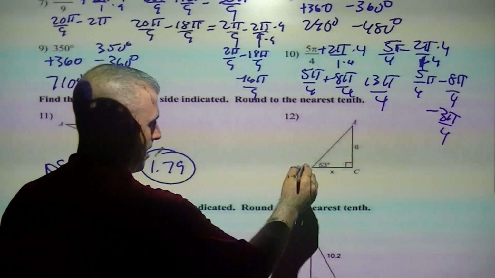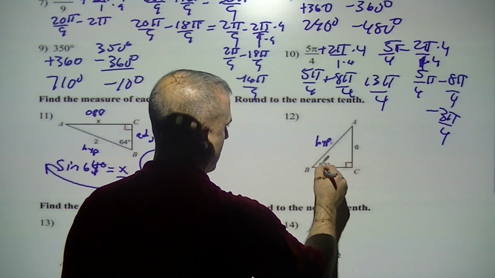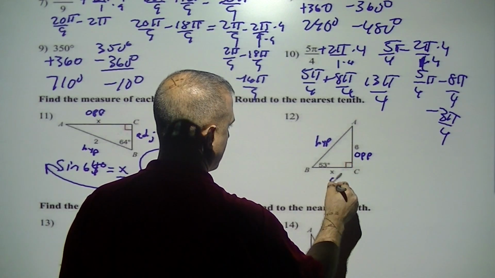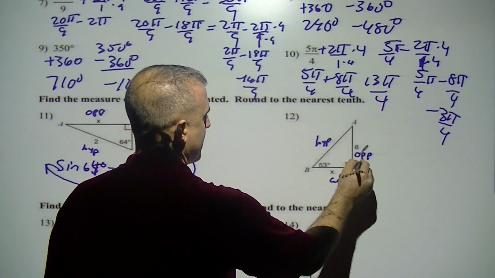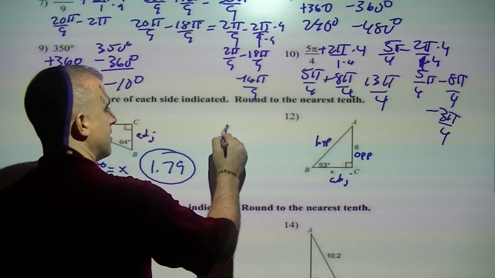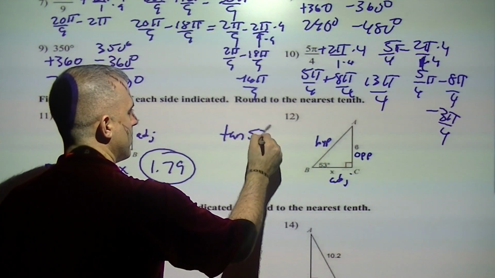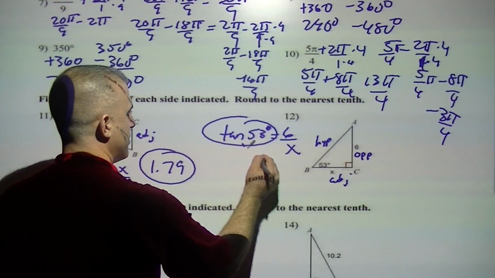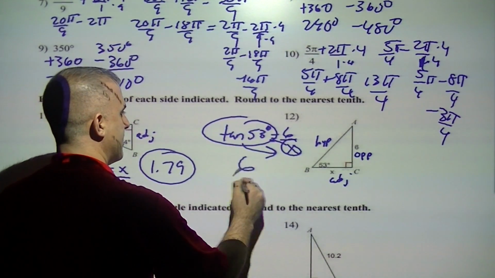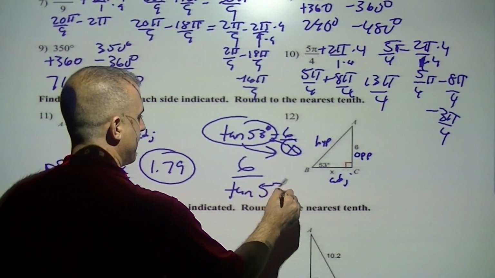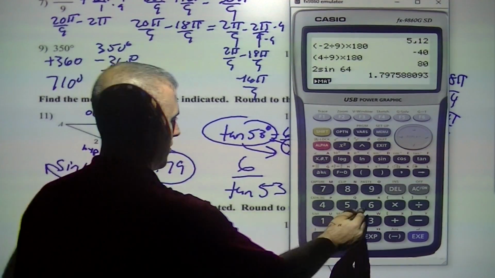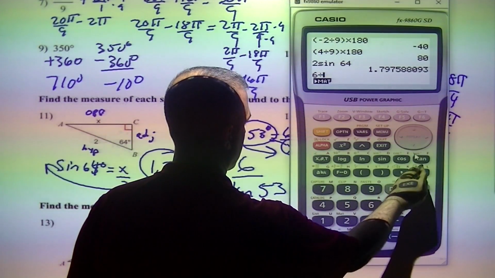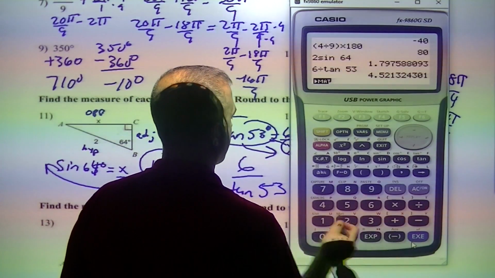This one, I'm labeling this as the hypotenuse. This is now the opposite. This is the adjacent. So the two sides I have information for are opposite and adjacent. So I choose tan. Tan of 53 is my opposite over the adjacent, which is x, and the opposite is 6. So what I'm going to do is switch spots with that. So it'll be 6 divided by the tan of 53. So 4.52.